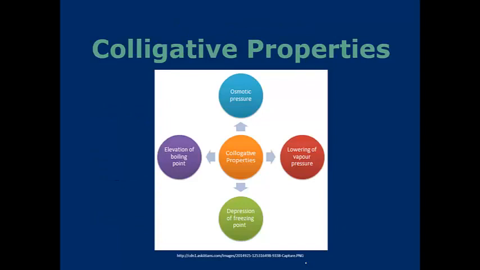Finally, we'll finish up the lecture talking about colligative properties. Colligative properties are physical properties that are dependent solely on the concentration of dissolved particles. The chemical identity of these dissolved particles is not important, however. The only thing that matters is how many there are. Properties include things like vapor pressure depression, boiling point elevation, freezing point depression, and osmotic pressure, which is listed here in this diagram.